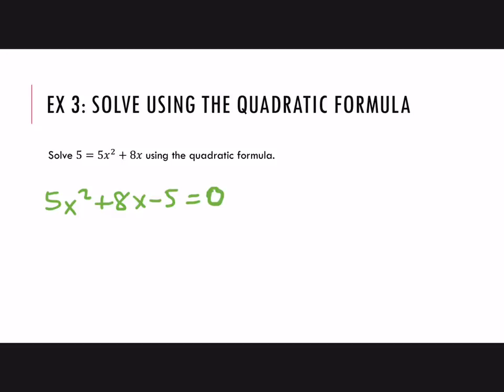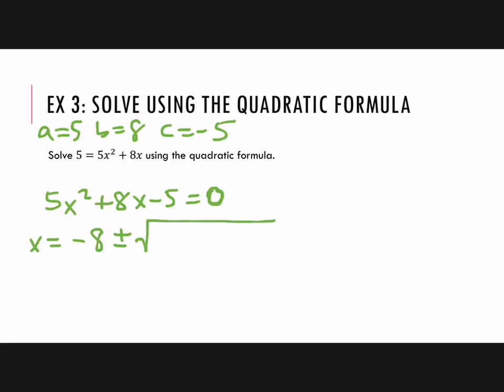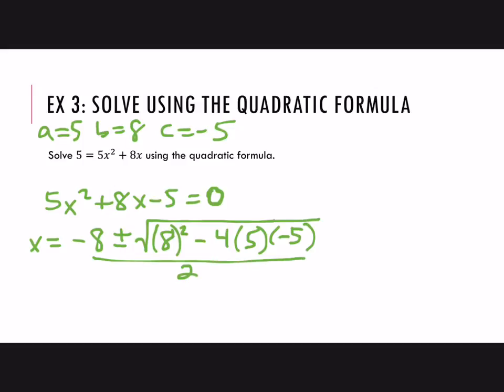All right, next, substituting into the formula, we have x equals negative b. Okay, a is 5, b is 8, c is negative 5. Right, opposite of b, plus or minus square root of b squared, 8 squared. Now, I don't usually put the parentheses around positive numbers, but you could if you wanted to. Right, minus 4 times a times c, and that's all divided by 2 times a.